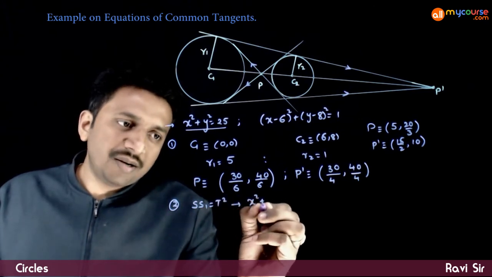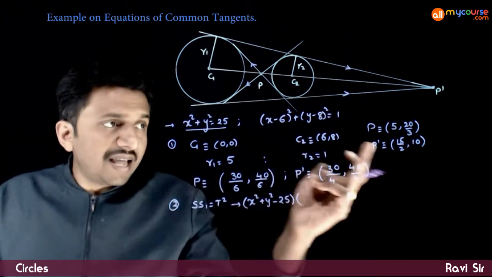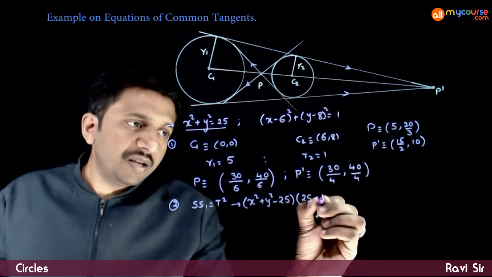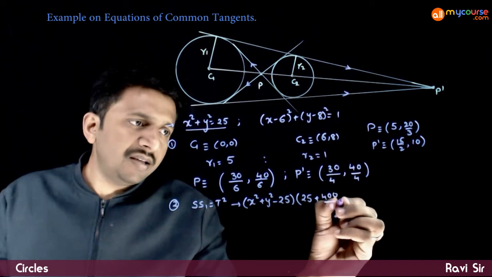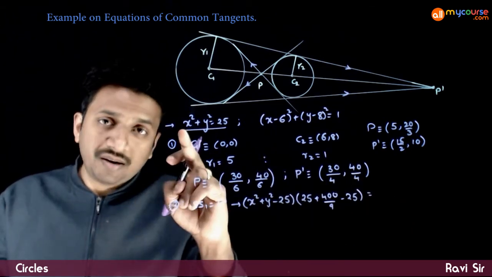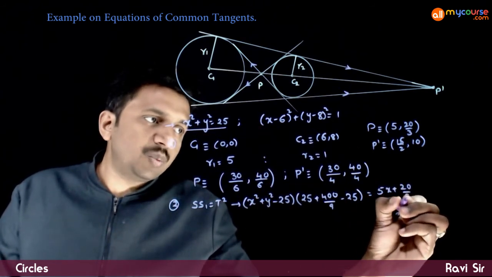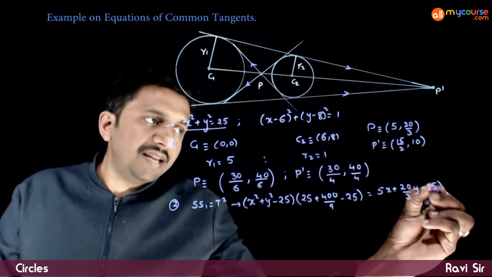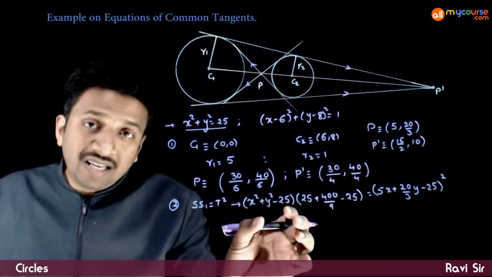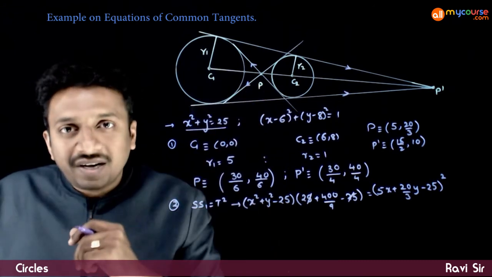That is (x² + y² - 25) times S1, direct substitution, (25 + 400/9 - 25) = T². What is T corresponding to this? (5x + (20/3)y - 25)². So these will be the pair of transverse common tangents.